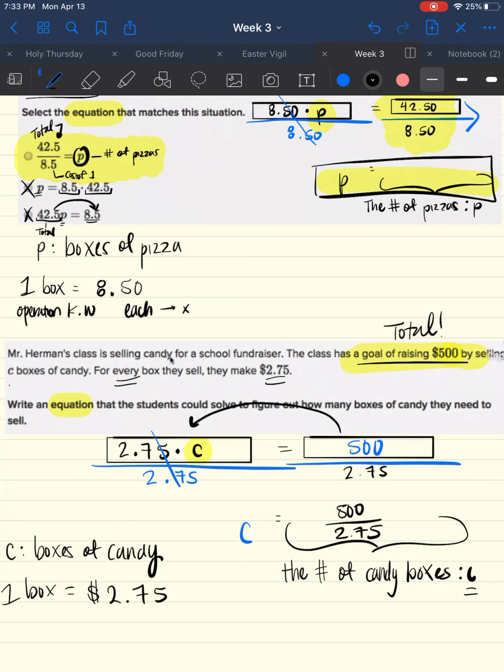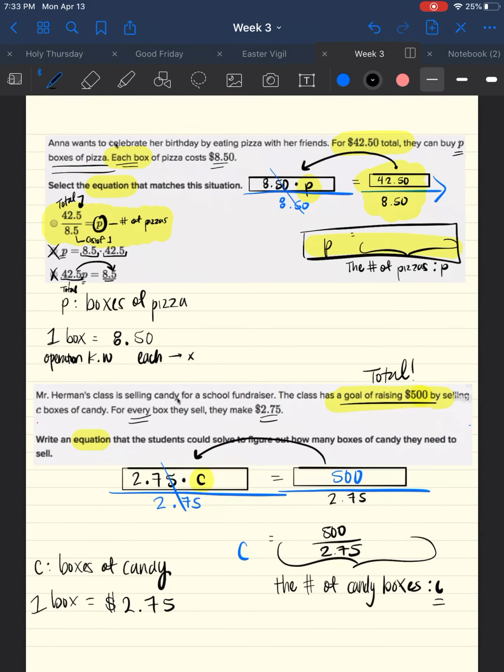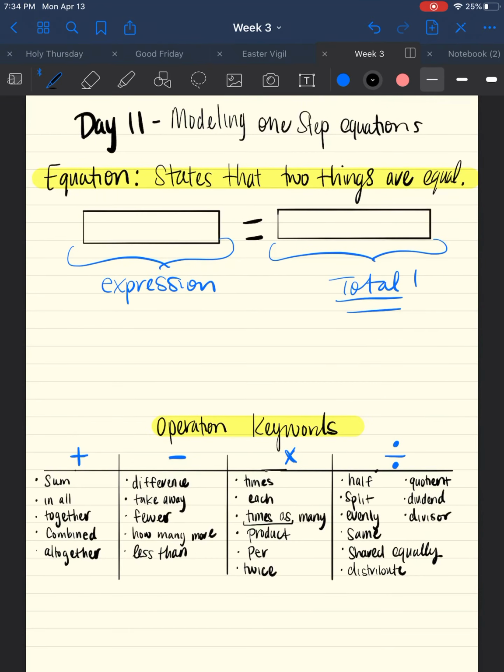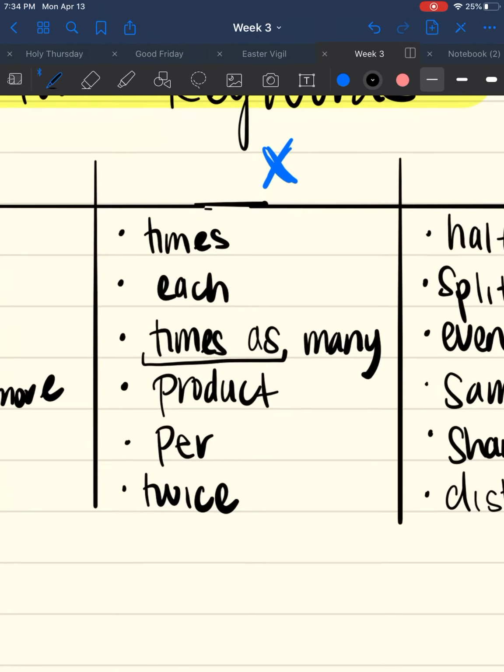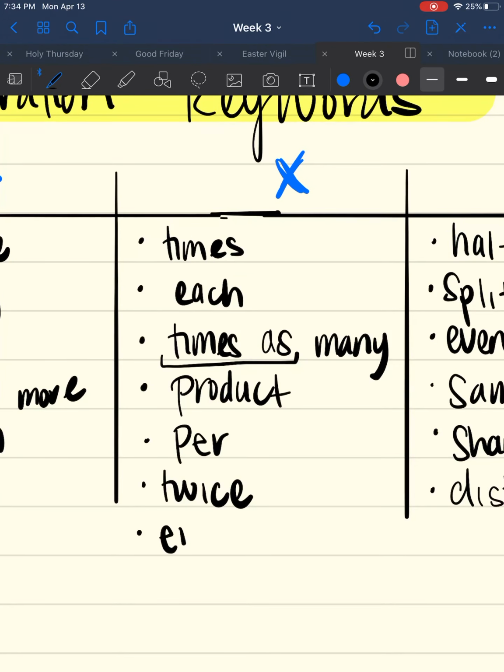Now, since we're multiplying here, think about the operation keyword that we had here. In this case, one of the keywords that we see is for every box. So let me go ahead and write that down. My operation keyword in this case was every. And if you notice, we didn't have that one in our anchor chart. So I'm going to go ahead and add it here. Let's go ahead and put every.